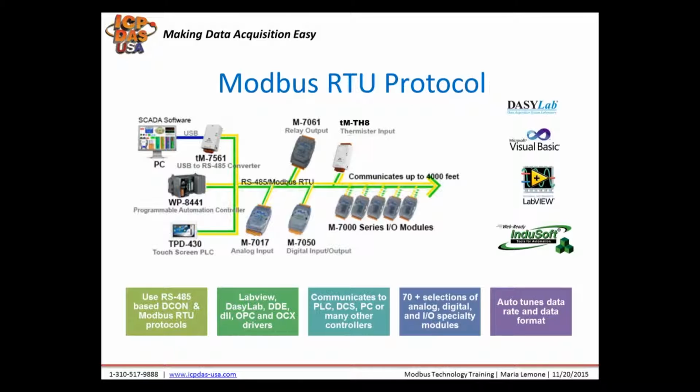For example, the M7000 Modbus RTU-based data acquisition remote I/O modules can be connected with the PC via Modbus RTU over RS-485 through a USB converter like TM7561, which allows for sending the data to the PC so you can see real-time trending in the control center.